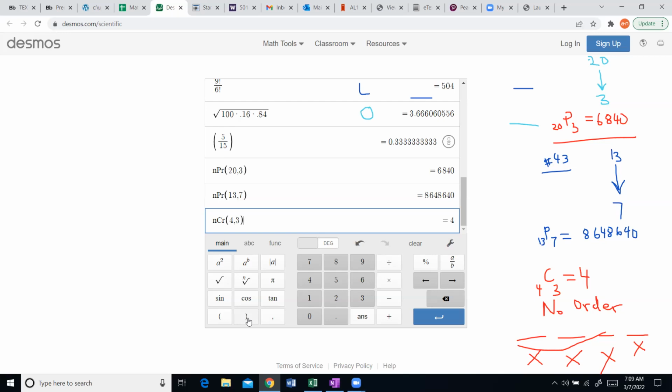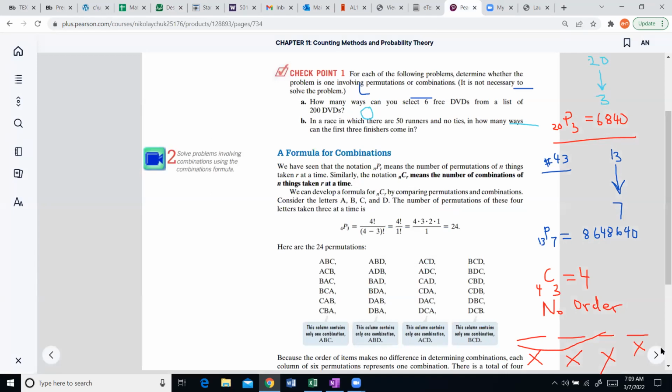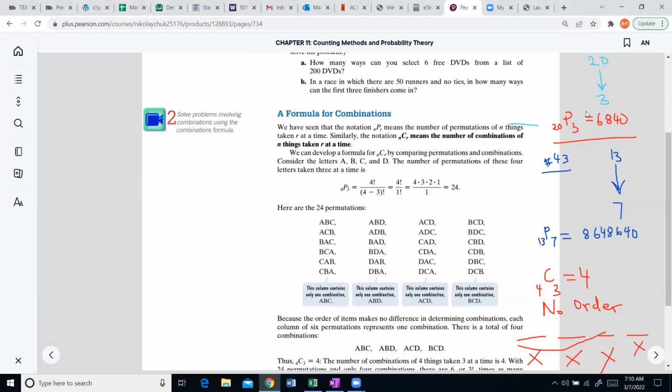So when you need to order your elements that you select, you go with permutations. If you don't need to order, well, then you go with combinations, just like it happens here in the first example on that little page. So you can check out how many ways to select DVDs. That's part A here that says how many ways you select 6 DVDs from a list of 200. And the answer is you take combinations out of 200 to choose 6.